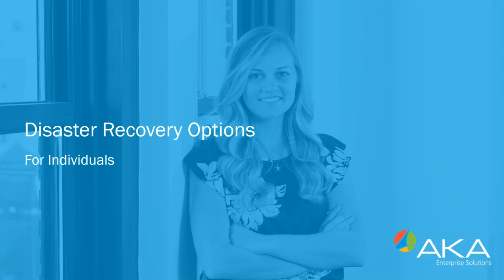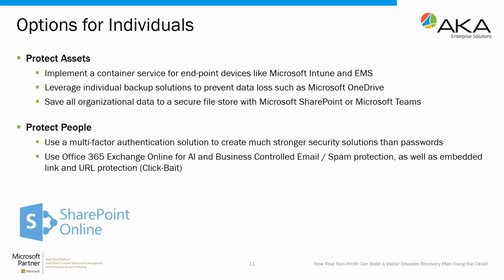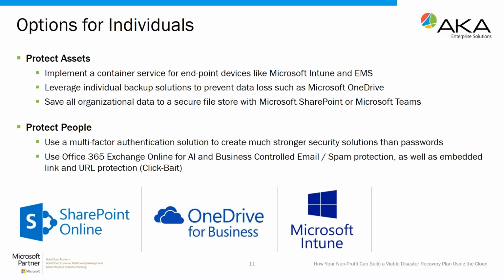So we've got a lot of different disaster recovery options. Let's start off by talking through a few of them for an individual. What can we do as individuals to help mitigate some risks? There are a lot of options that Microsoft has at your disposal that can help mitigate disasters before they even occur. One could be as simple as implementing a container service for your endpoint devices. For those of you that aren't familiar with what that means, most of us do have some form of a smartphone or a tablet or an e-reader where we're doing some degree of work on them.